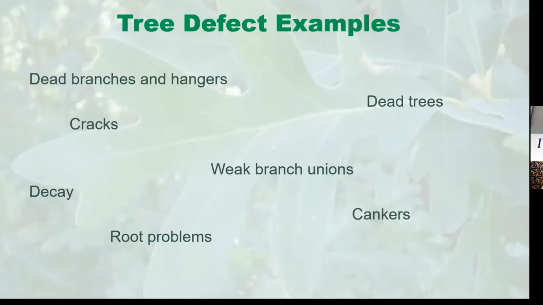So what's the arborist looking for? Like I said, they're looking for dead branches, hangers. Hangers are branches that are broken off and stuck in the tree. Sometimes they call them widow makers. Dead trees, cracks, weak branch unions, decay, root problems, cankers. We're going to look at a few of these things.